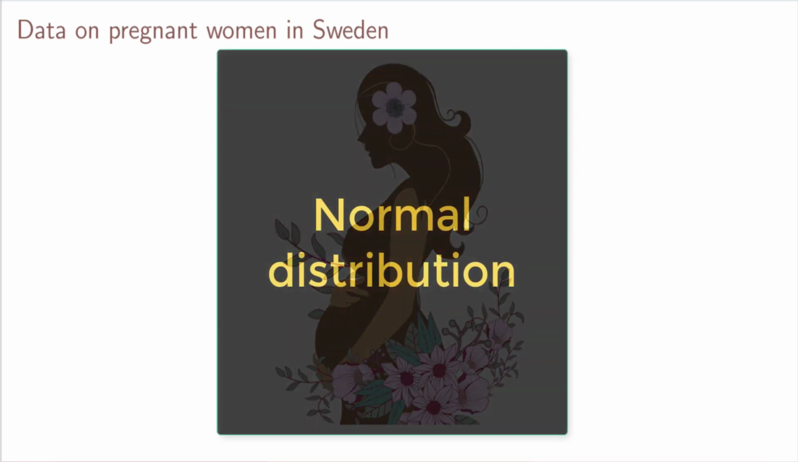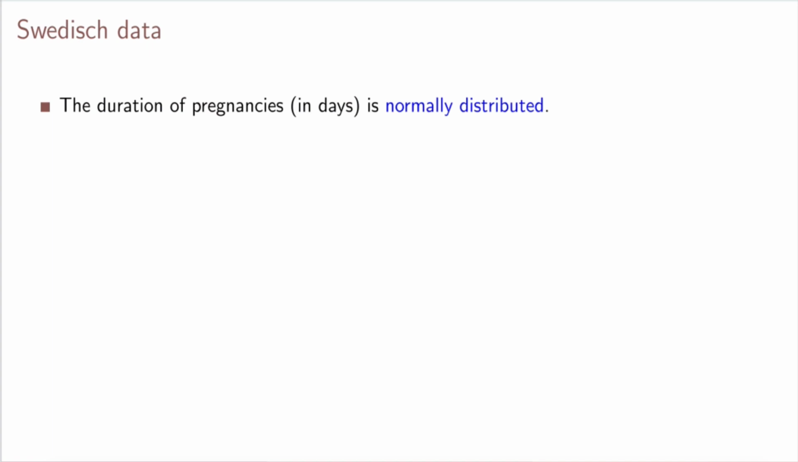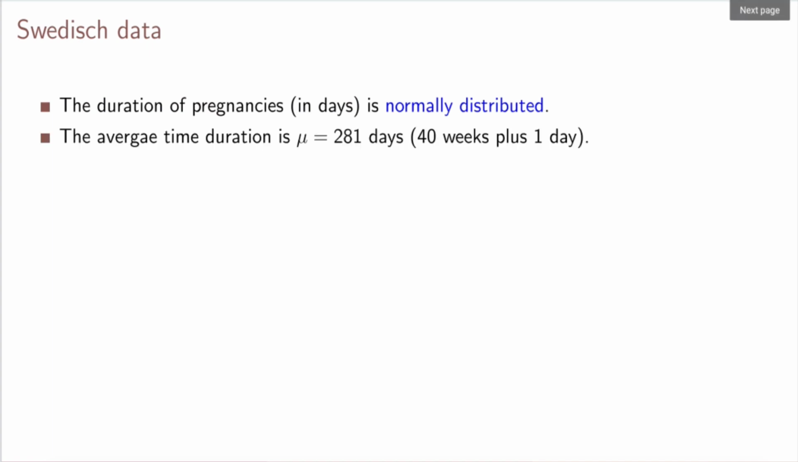To learn about the normal distribution, we use the example of pregnant women in Sweden. All nations keep good statistics on pregnancies and birth rates, etc. And so here we use the example of Sweden. We assume that the duration of pregnancies in days is normally distributed, that the average time duration is 281 days, which corresponds to 40 weeks plus 1 day. And then the standard deviation sigma is 13 days.